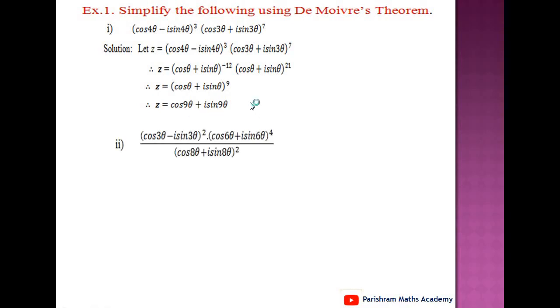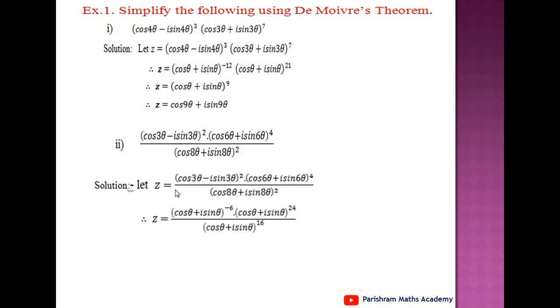Okay. Second example: (cos 3θ − i sin 3θ)² times (cos 6θ + i sin 6θ)⁴ upon (cos 8θ + i sin 8θ)². Here we can simplify this using De Moivre's theorem. Solution, we take z equal to the given complex number.